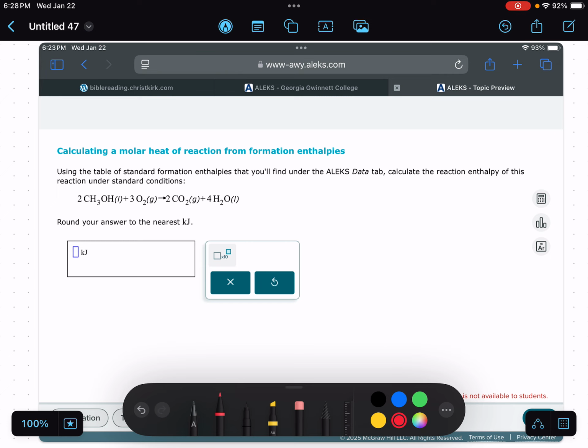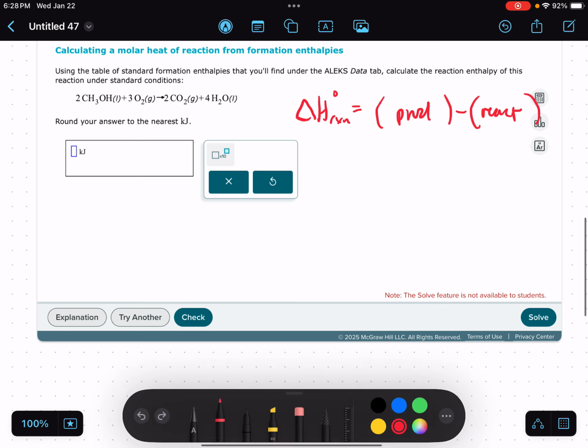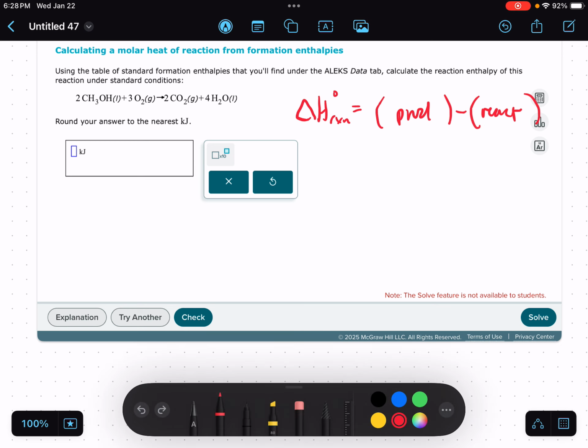under standard conditions. Okay, so what we're going to do for that is we're essentially going to lay out an equation that looks like this. Delta H, that's the reaction, probably something like that. And if it's a standard reaction, we might do that. Is equal to the sum of all the products minus the sum of all the reactants, okay? Products, reactants. Let's move the screen up a little bit. So it's all the products minus all the reactants.